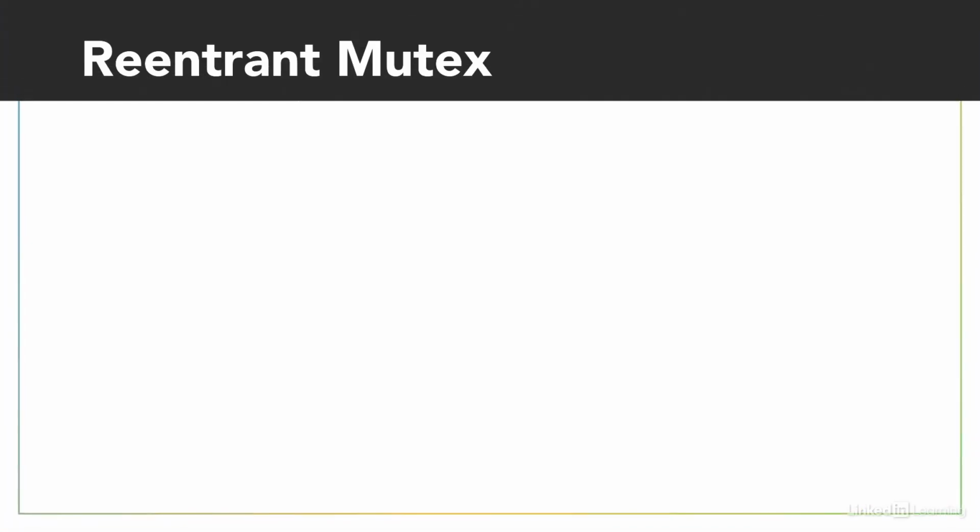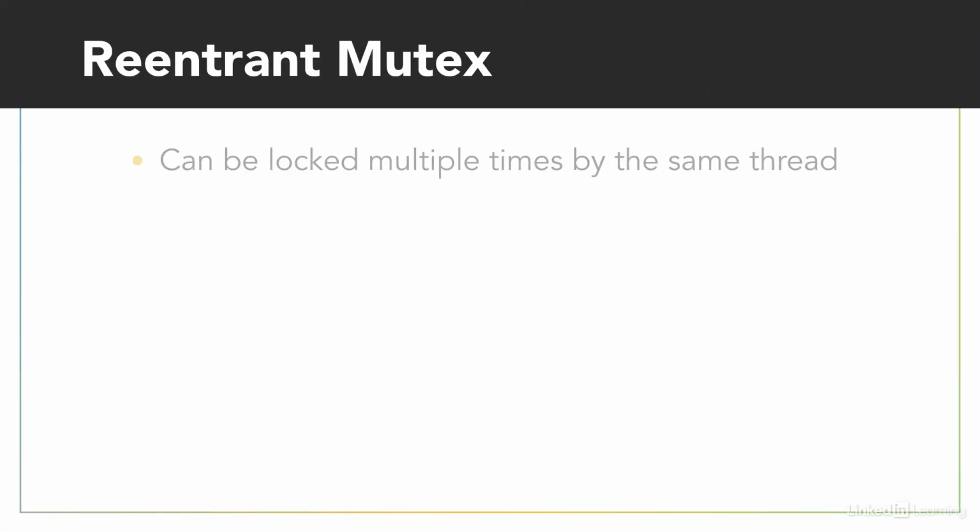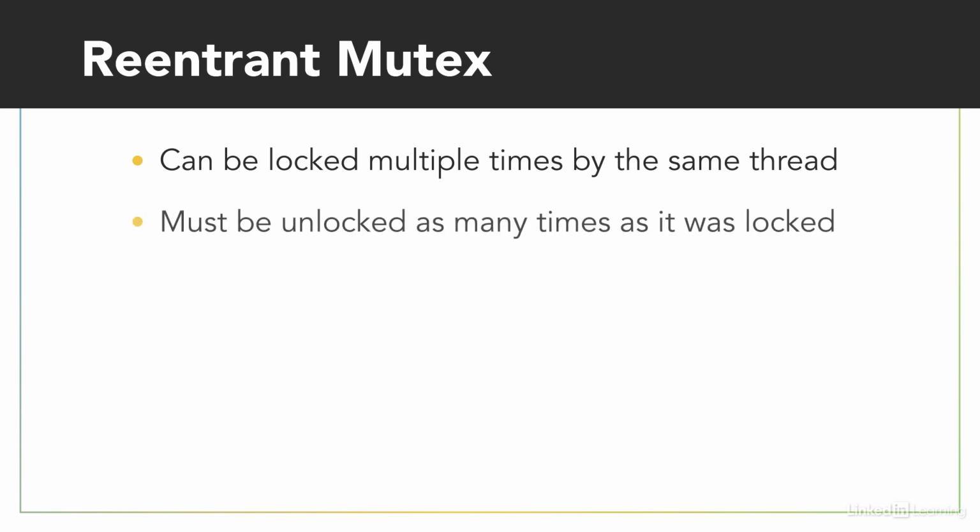A reentrant mutex is a particular type of mutex that can be locked multiple times by the same process or thread. Internally, the reentrant mutex keeps track of how many times it's been locked by the owning thread, and it has to be unlocked an equal number of times before another thread can lock it.